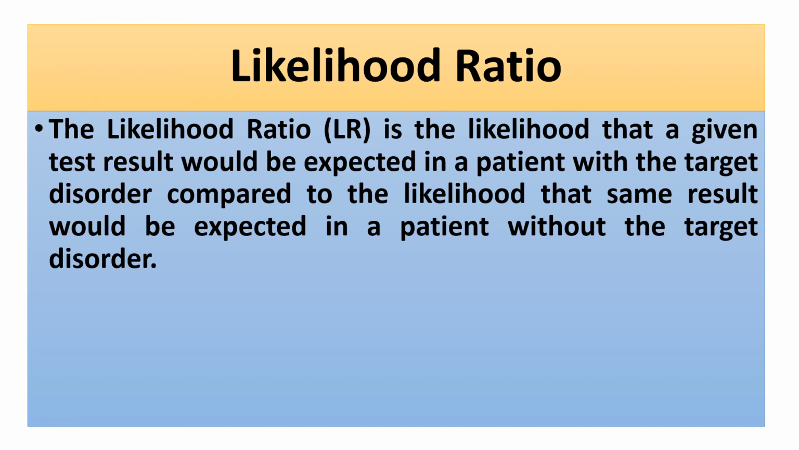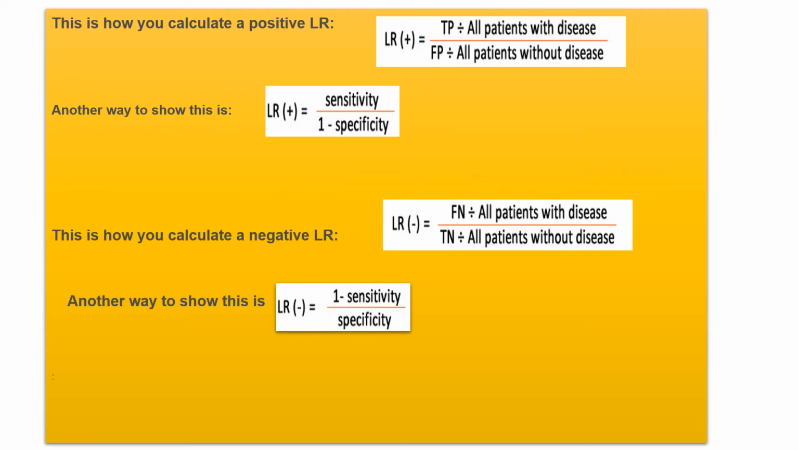Now, what is the likelihood ratio? The likelihood ratio is the likelihood that a given test result would be expected in a patient with the target disorder, compared to the likelihood that the same result would be expected in a patient without the target disorder. In this slide, you can see the positive likelihood ratio and the negative likelihood ratio.